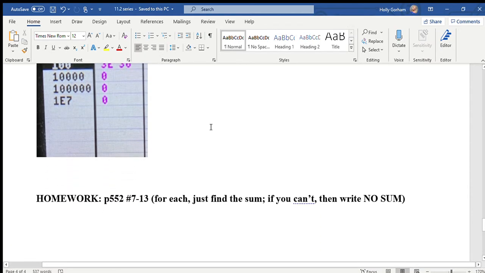So for your homework on 555, you're going to do 7 through 13. All you are doing is finding the sum. If you can't, then you write no sum. So don't worry about the instructions in the book, just find the sum. And if there's no sum, then write no sum.